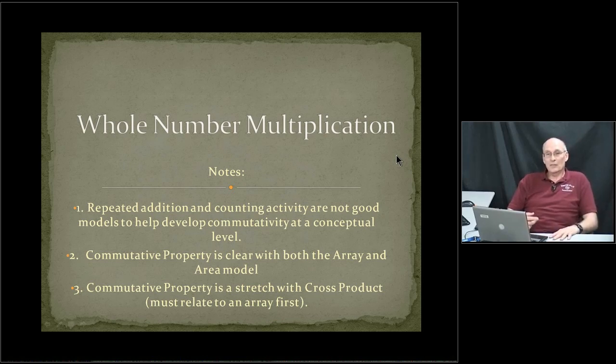But if you've developed models of multiplication involving the array and area model, it's really clear to them. They will understand why the commutative property works, why I can change the order. It's just a change of perspective is all that's involved.